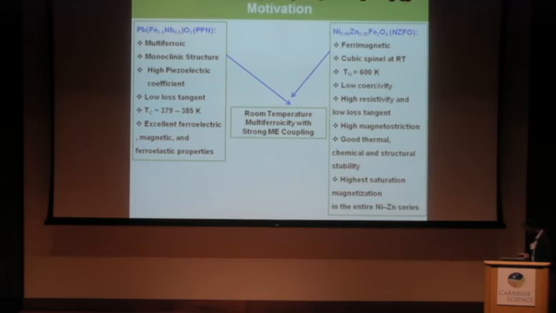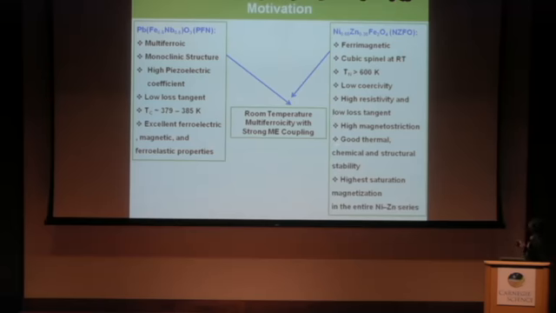So we have synthesized PFN and nickel zinc iron oxide composite thin films in order to achieve room temperature multiferroism with strong magnetoelectric coupling. Here PFN is one of the multiferroic materials, and it has a monoclinic structure. It has a high piezoelectric coefficient, low loss tangent, and its ferroelectric TC is around 379 to 385 Kelvin, and it has excellent ferroelectric, magnetic, and ferroelastic properties.